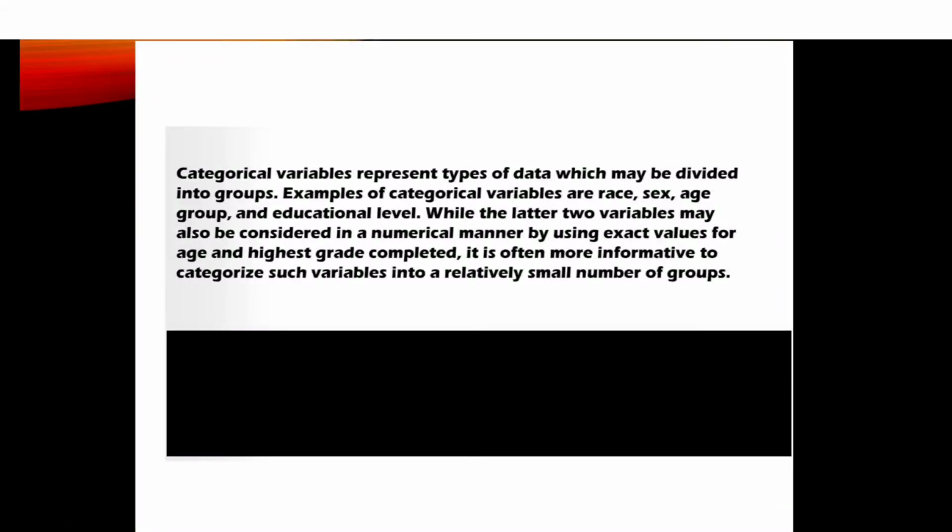Categorical variables represent types of data which may be divided into groups. Examples of categorical variables are race, sex, age group and educational level. While the latter two variables may also be considered in a numerical manner by using exact values for age and highest grade completed, it is often more informative to categorize such variables into a relatively small number of groups.